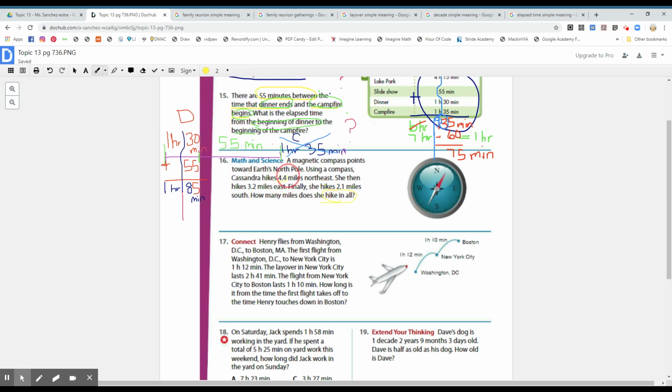So what do you think you're going to do with the 4 4/10, the 3 2/10, and the 2 1/10, boys and girls, if they want to know how much she hiked in all? What's the operation, boys and girls? Okay, if you said add, good job. You're going to add these three decimal numbers to give me that final answer.